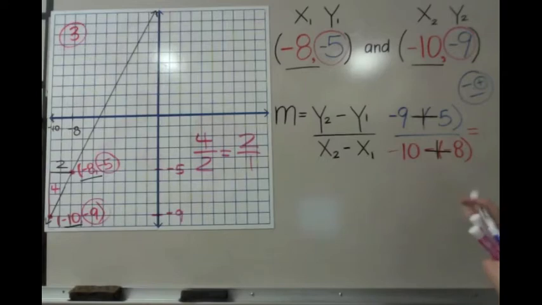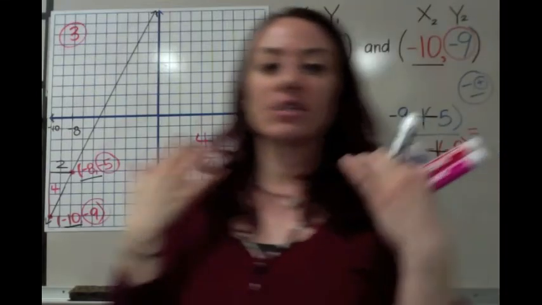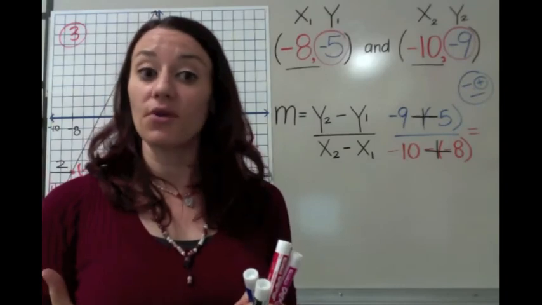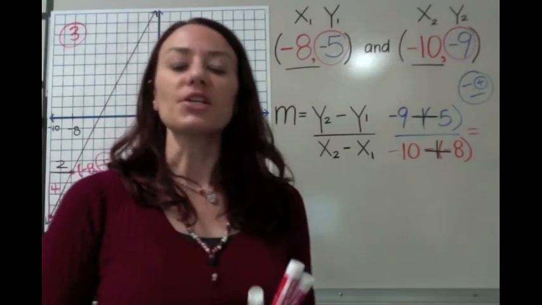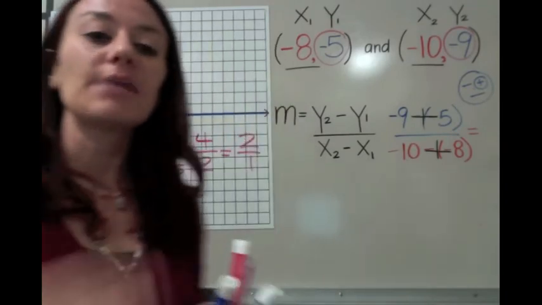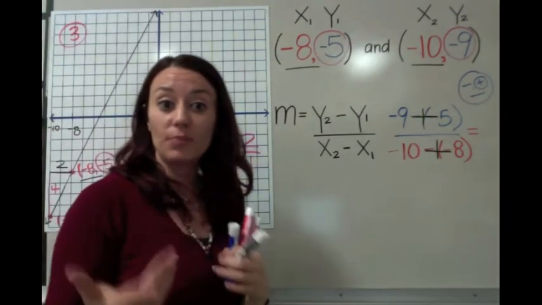And from here, you can work with integers. You have a negative 9 and a positive 5. Do those have the same signs or different signs? They have different signs, right? So you say different signs, subtract. Keep the sign of the higher number, then you'll be exact.